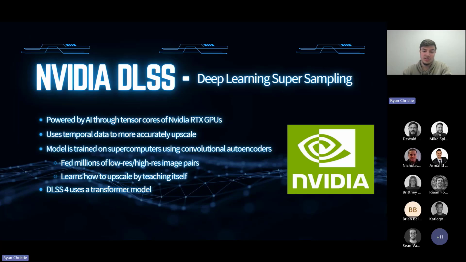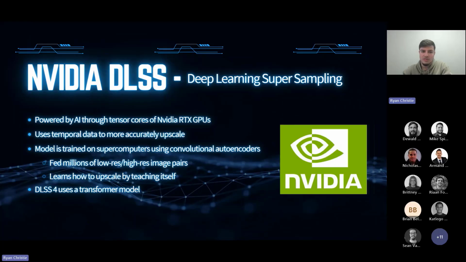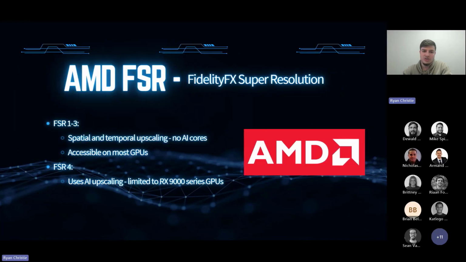And that is the one that's used on DLSS 3 and below. DLSS 4 uses a transformer model, which allows for more precise adjusting of the parameters, and it can generate better quality images. So yeah, and then we'll go on to AMD's FSR, or FidelityFX Super Resolution.